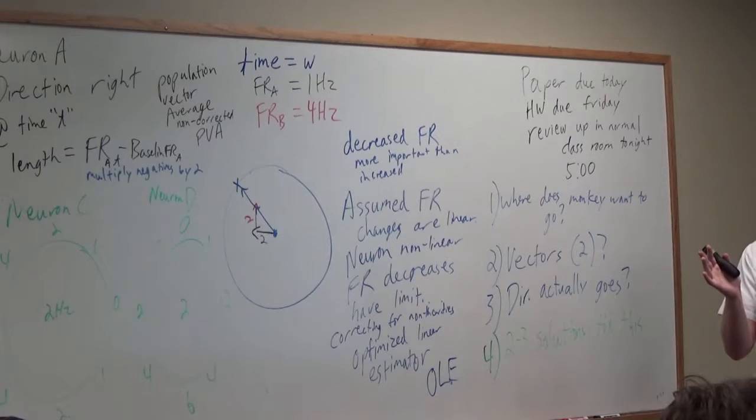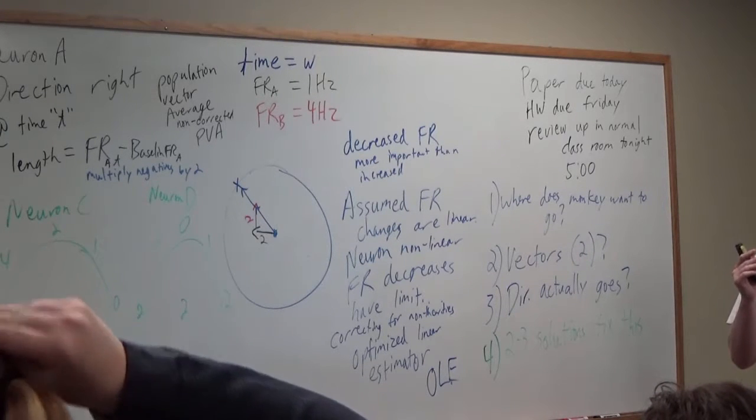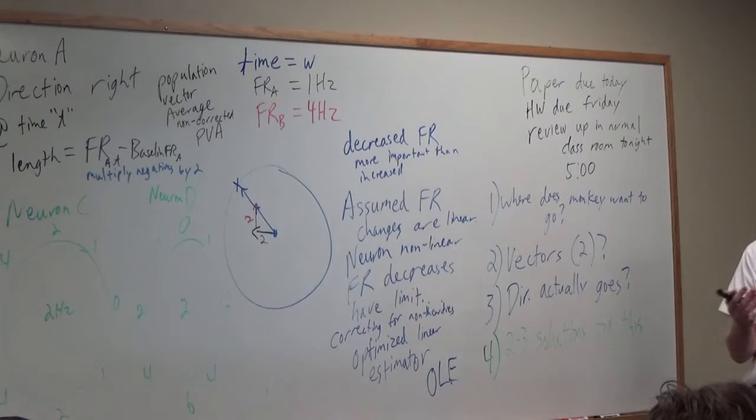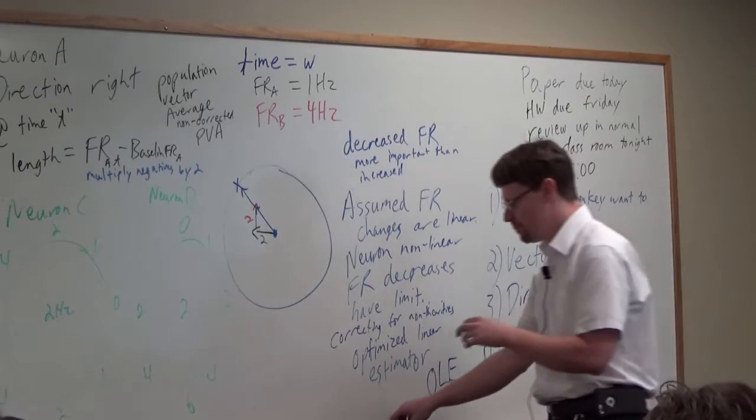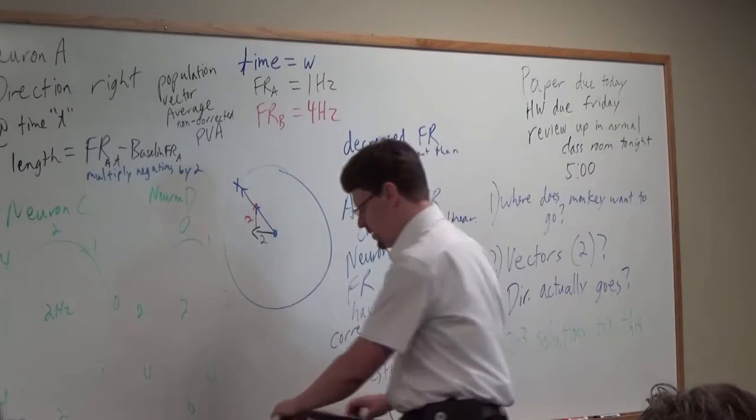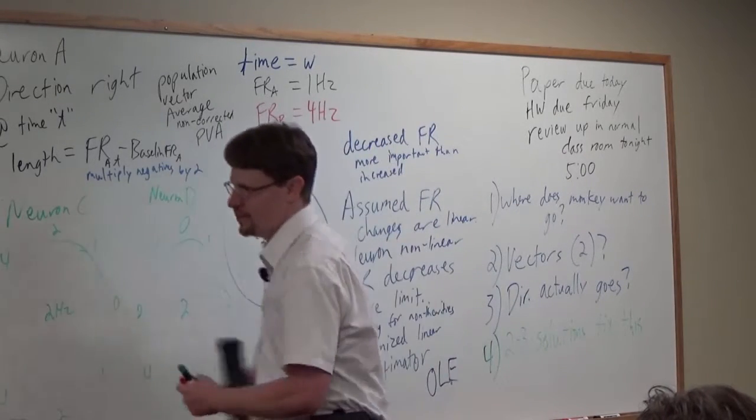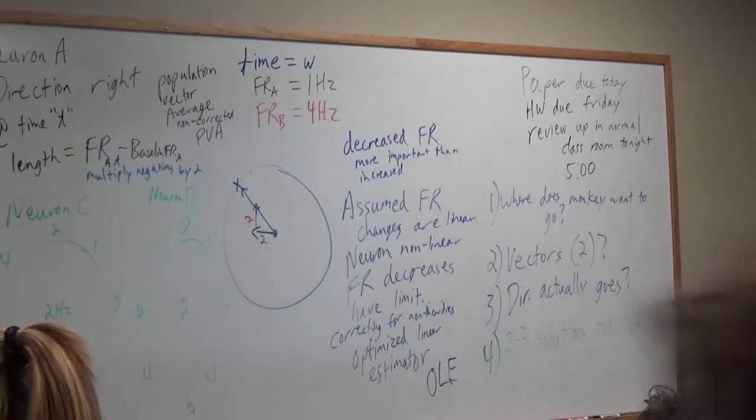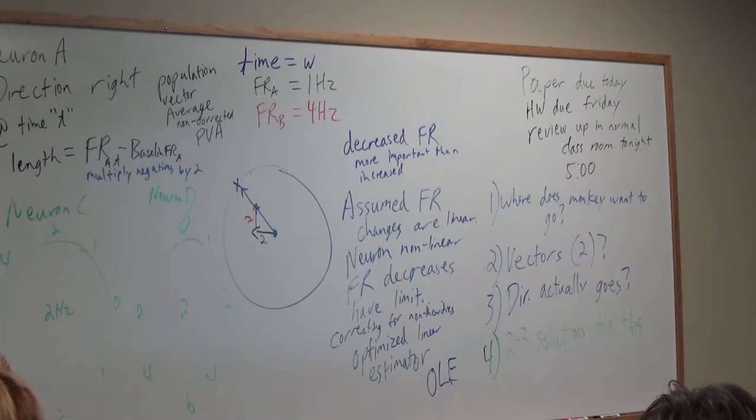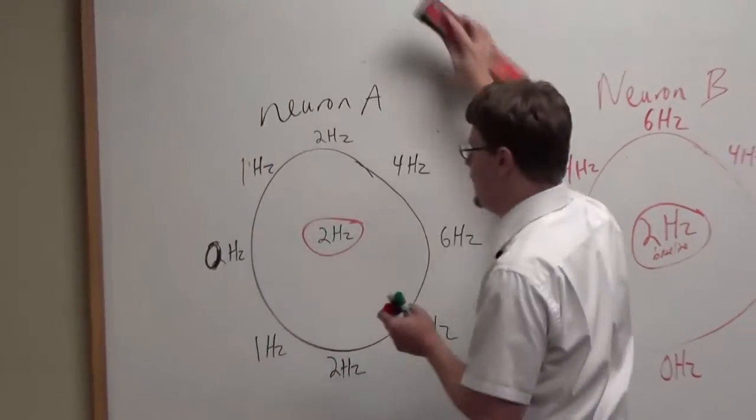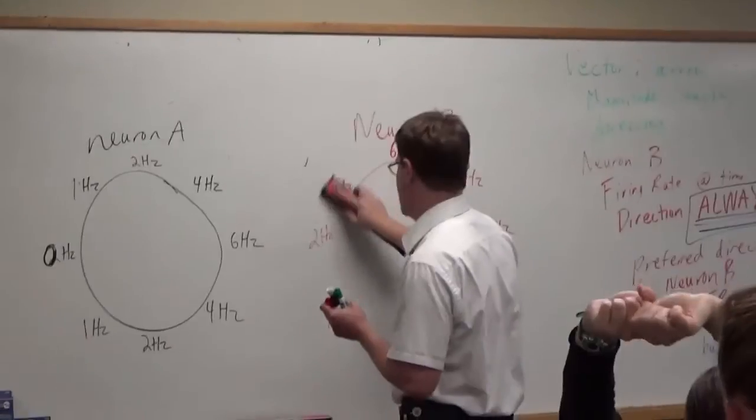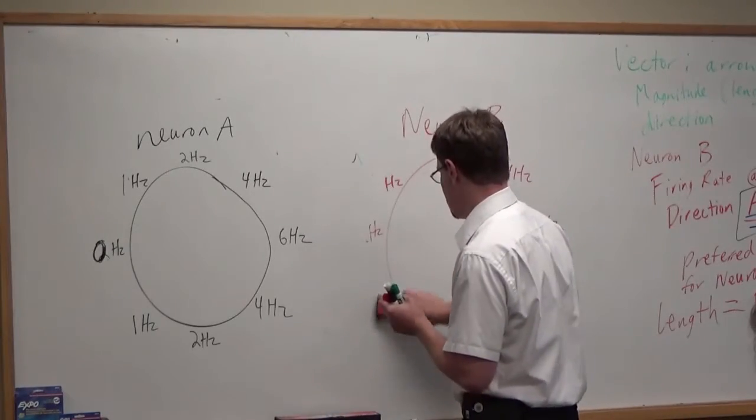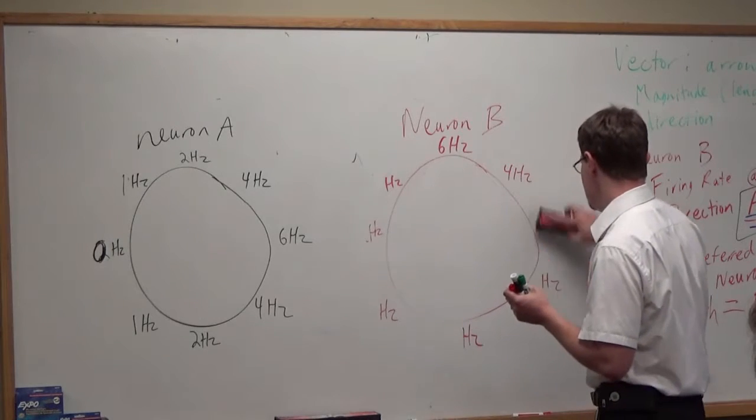So I said that we can't exactly wave a magic wand and change the baseline firing rate, but let's play with that for a little bit and pretend that we can wave a magic wand and change our baseline firing rate, and see what we're going to get with that. So we'll get our magic wand ready, and what we're going to do is reprogram neuron A and neuron B.